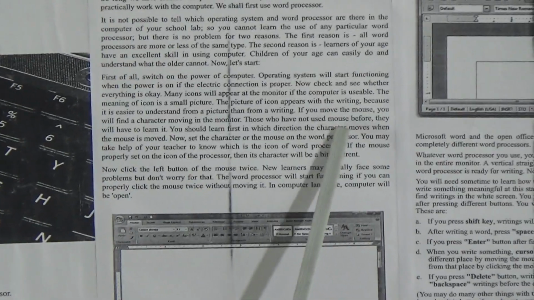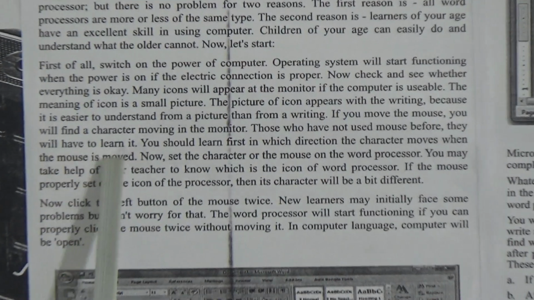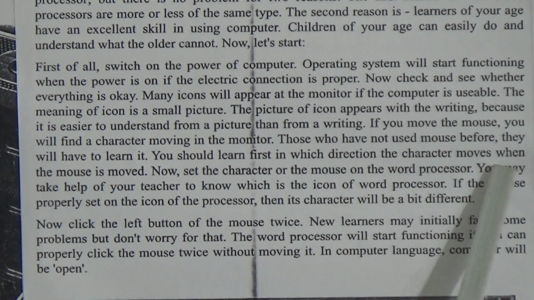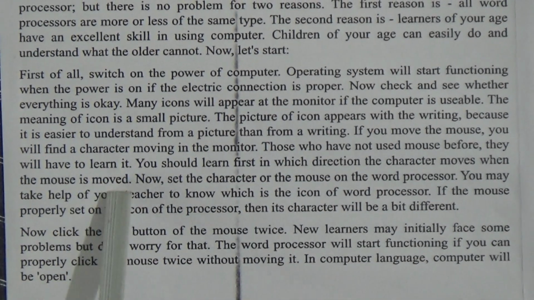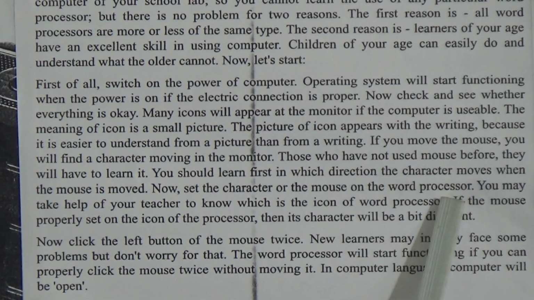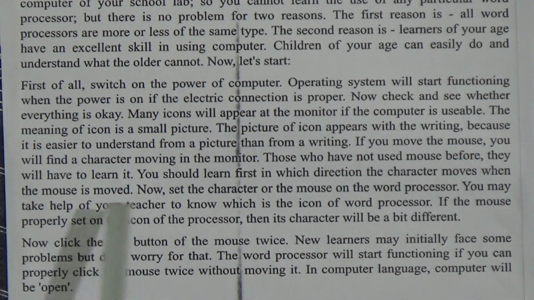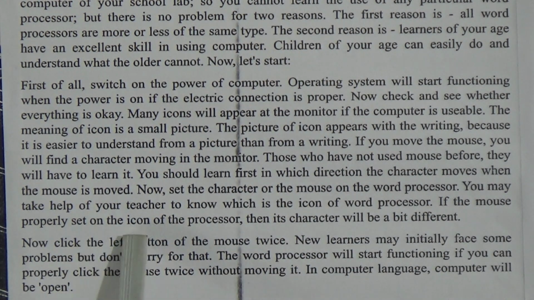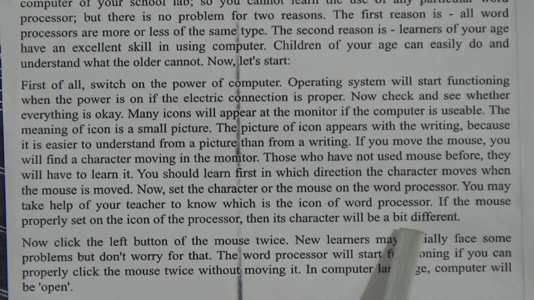Those who have not used a mouse before will have to learn it. You should learn first in which direction the character moves when the mouse is moved. Now, set the character or the mouse on the word processor. You may take help of your teacher to know which is the icon of the word processor. If the mouse is properly set on the icon of the processor, then its character will be a bit different.